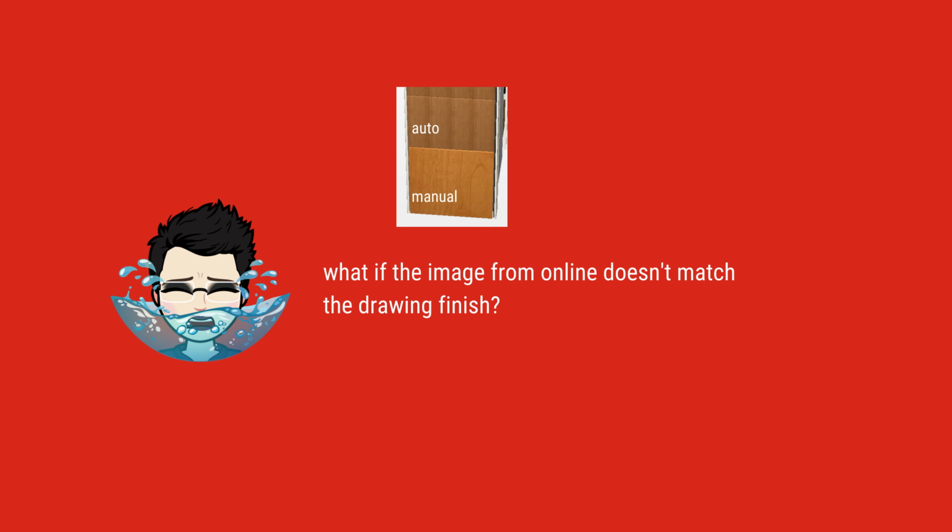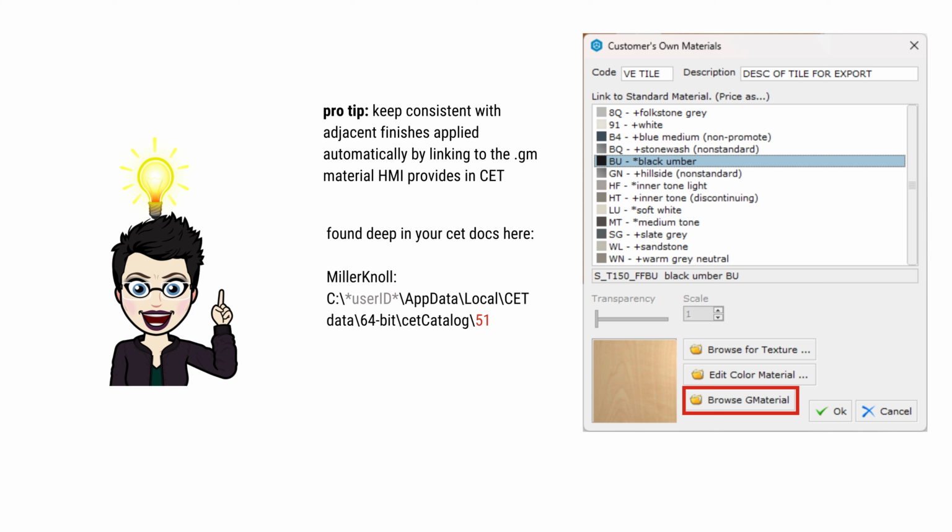But what if the image from online doesn't match what's auto-generated from the manufacturer extension? Well, you can go in and click Browse G Materials. You're looking for the .gm files that are provided by your manufacturer, which are hidden deep within your folders. You can use this map specifically for Miller-Knoll, but you can also reach out to the CET help desk for any of your manufacturers to ask them where those files are held, and I would always favorite them to be able to find them later.